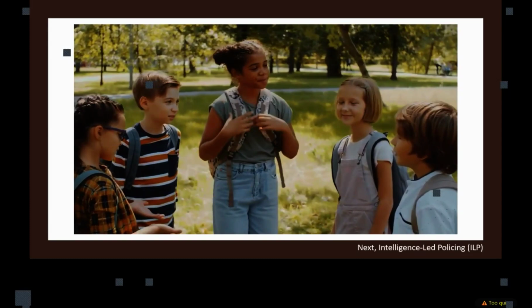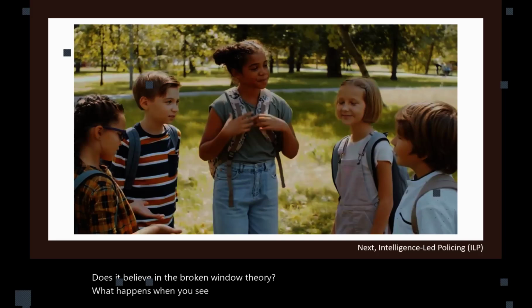So think about your community. What does it do? Does it believe in the broken window theory? What happens when you see graffiti in your community? Do you leave it or do you clean it up? What about broken windows?